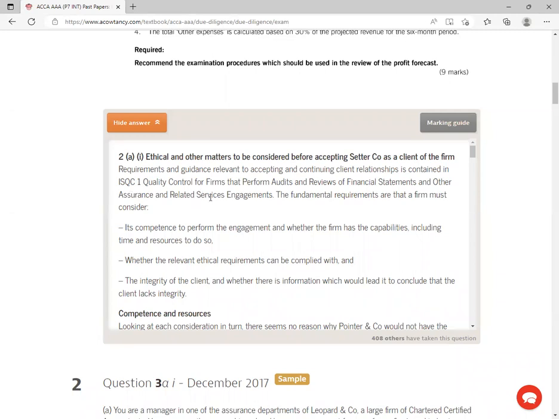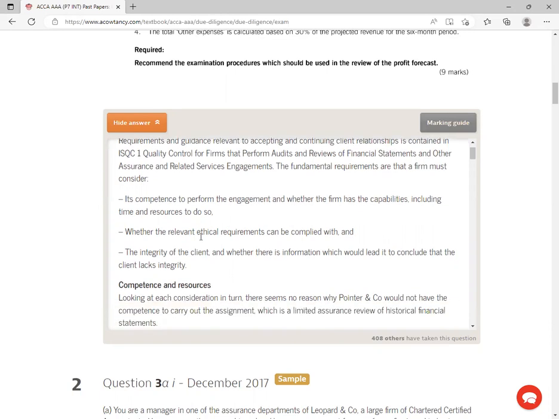Quality control for firms that perform audit and review of financial statements and other assurance and related service engagements. The fundamental requirements are that a firm must consider, are we competent to perform the engagement, and whether the firm has the capabilities, including time and resources, to do so. Whether the relevant ethical requirements can be complied with. And then number 3, the integrity of the client, and whether there is information which would lead to conclude that the client lacks what here?